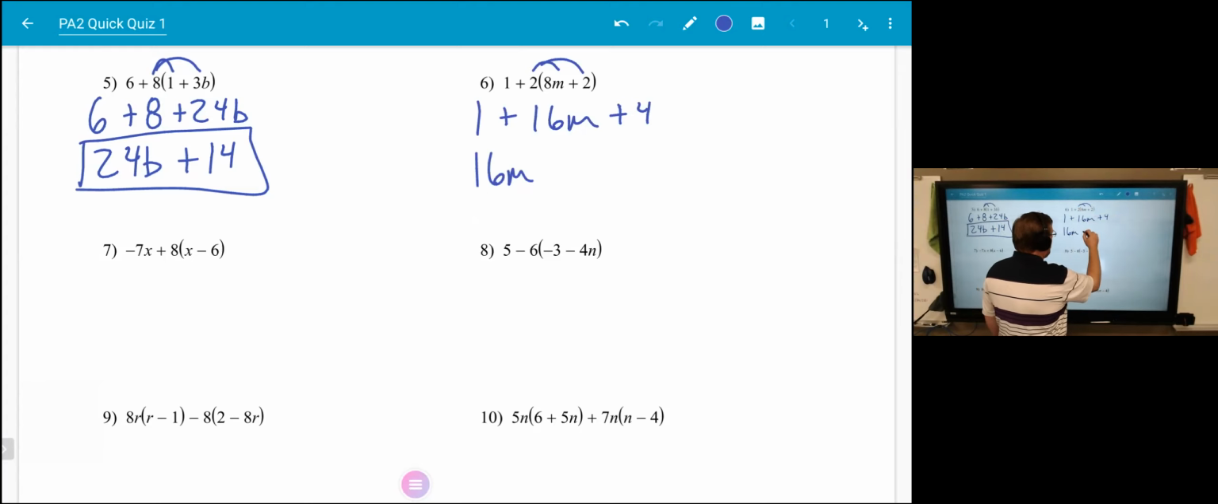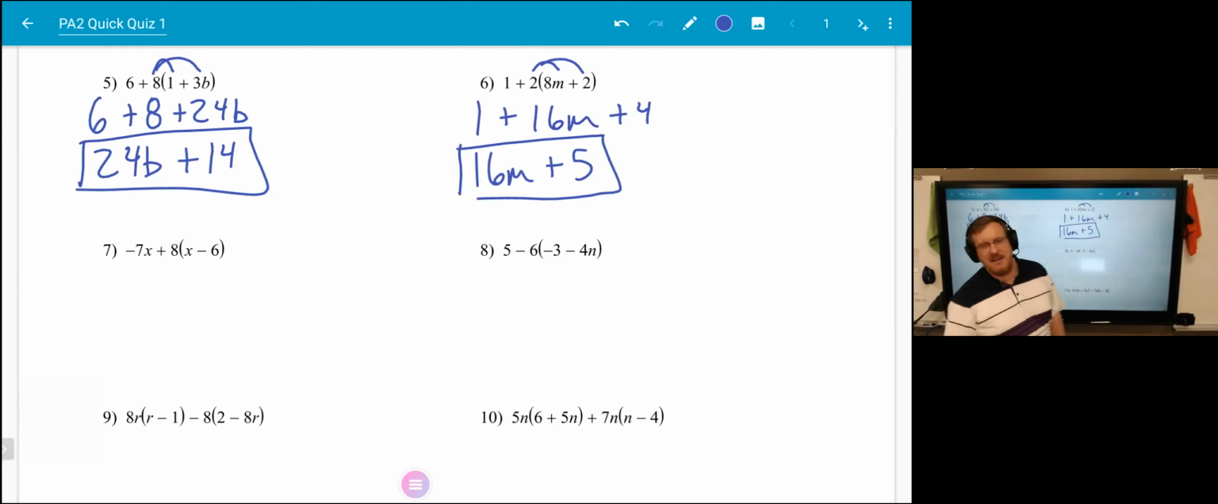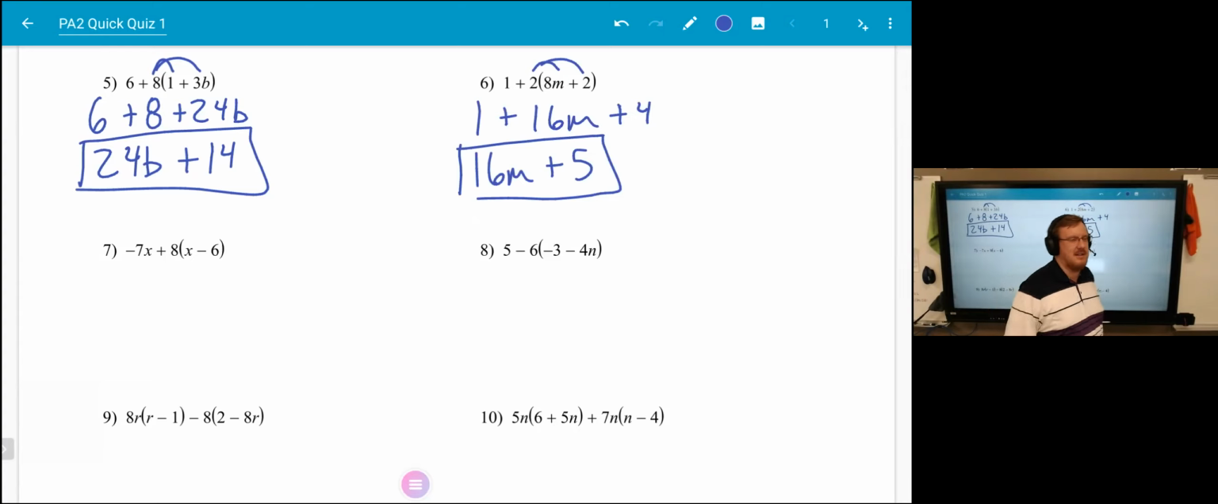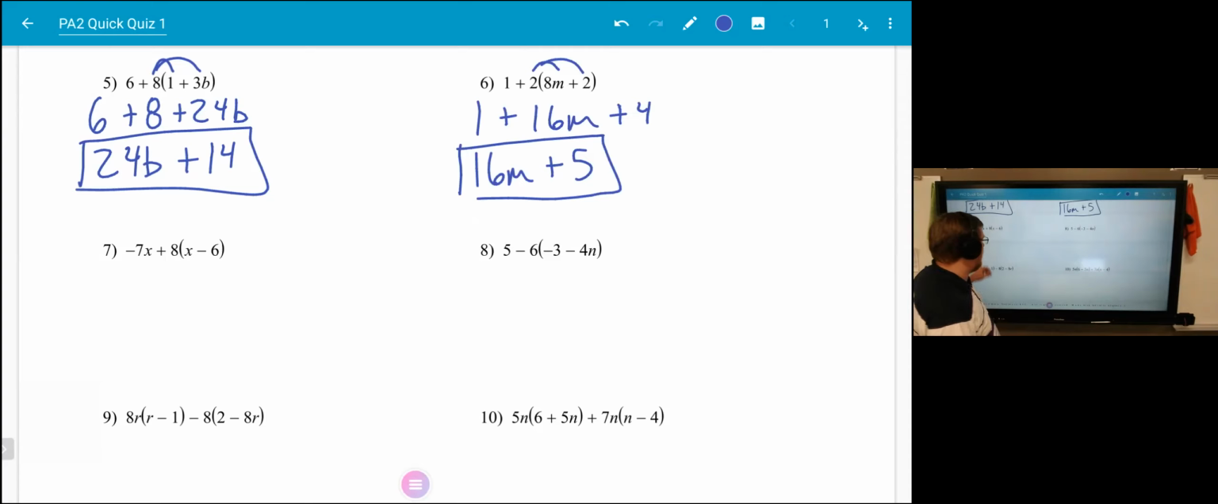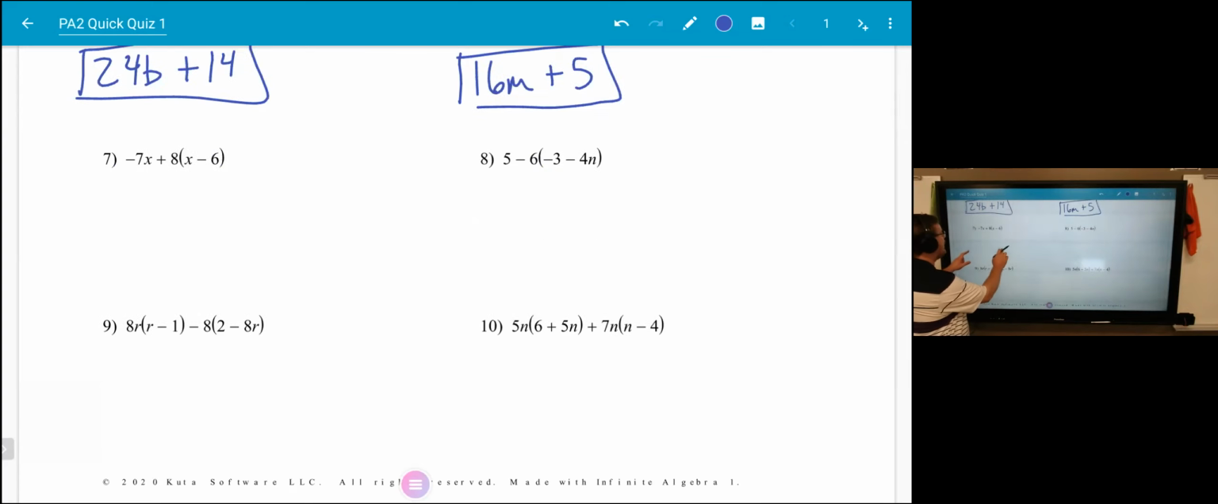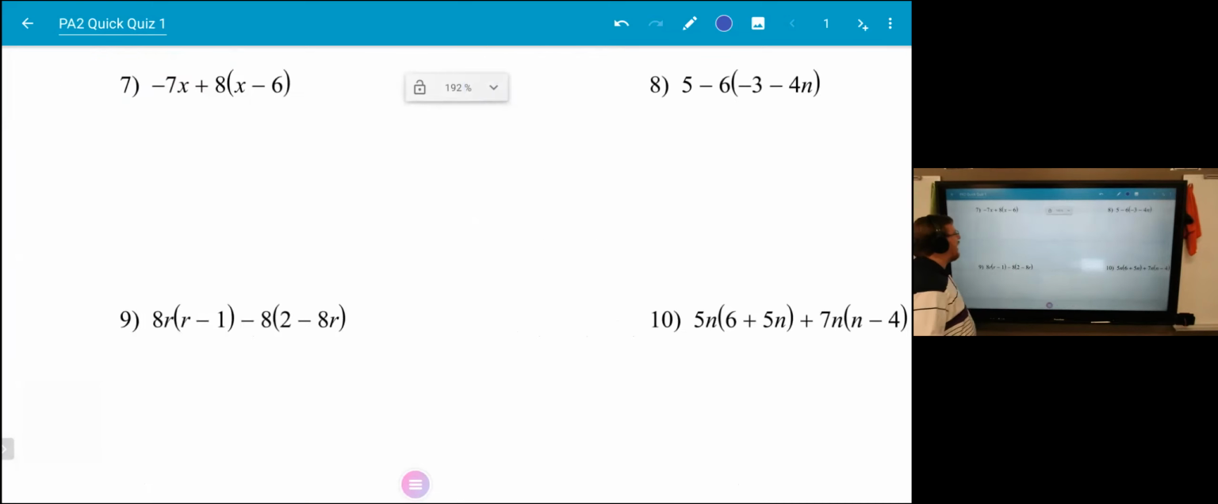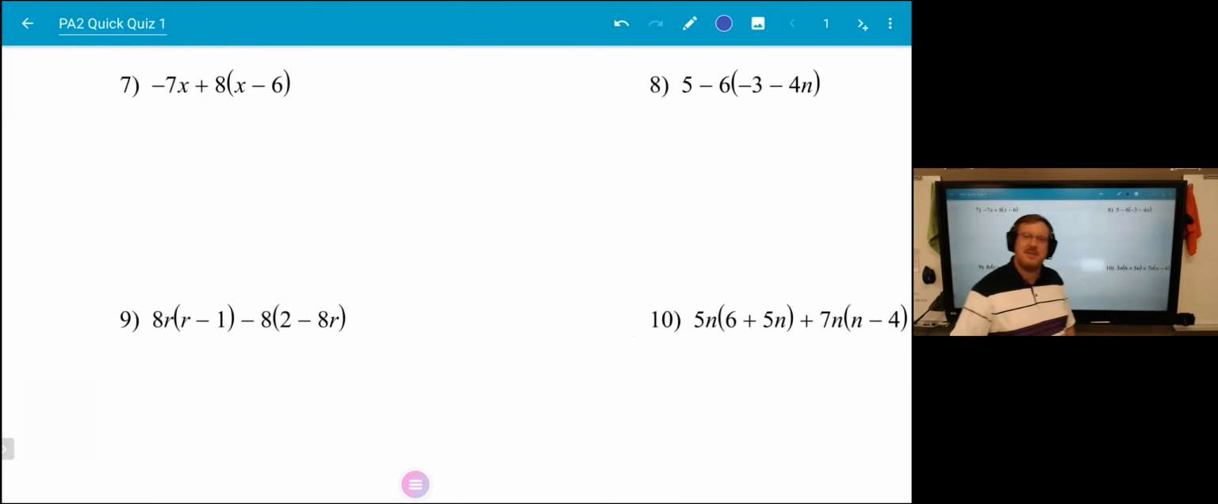1 and 4 positive are both of them, and that adds to 5. Combines to 5 is what I like to say when you're doing that addition or subtraction. So, all right, let's keep this train rolling here. We've got negative 7x plus 8 times parentheses x minus 6. Okay, we're taking that next little step up here. Let's see what we can do.